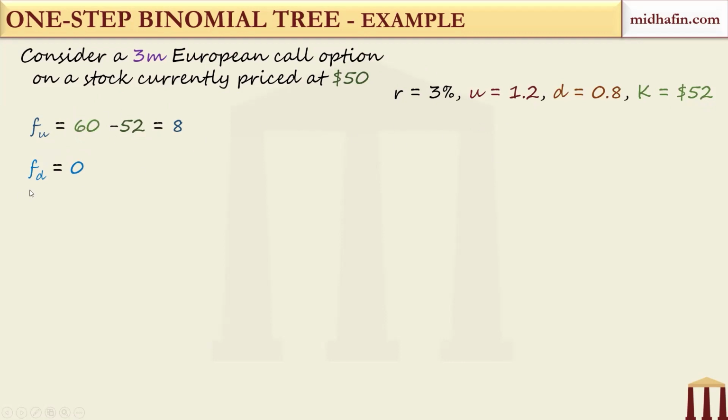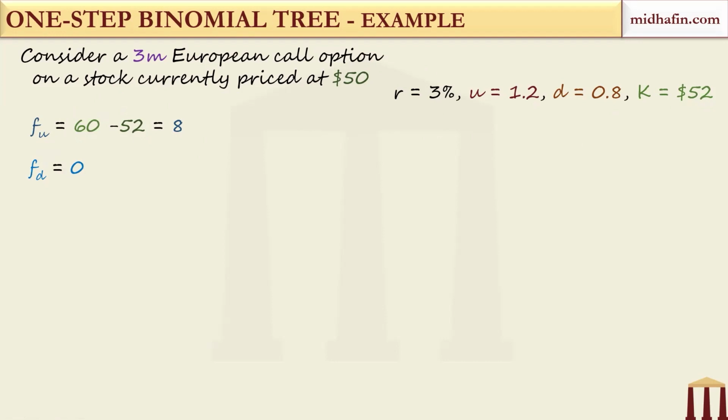Then FD, that is the payoff when the stock price goes down. The down factor is 0.8, and 50 times 0.8 is 40. If the stock price is 40, the call option is not exercised. The call option is left to expire. Payoff is 0. Now I have FU and FD.